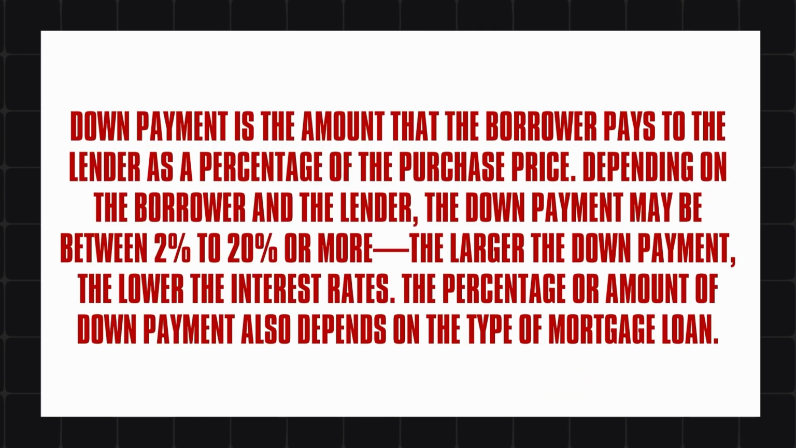A down payment is the initial cash you pay upfront when buying a property, typically ranging from 2% to 20% or more of the purchase price. Lenders often offer lower interest rates for larger down payments. The specific percentage depends on the borrower's circumstances, lender requirements, and the type of mortgage loan chosen.